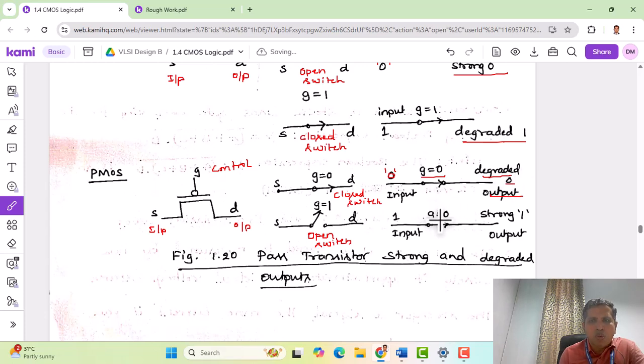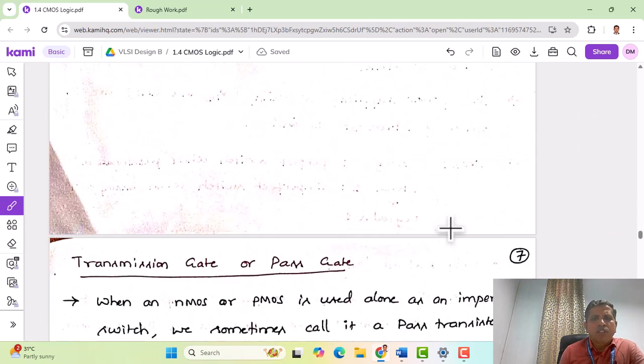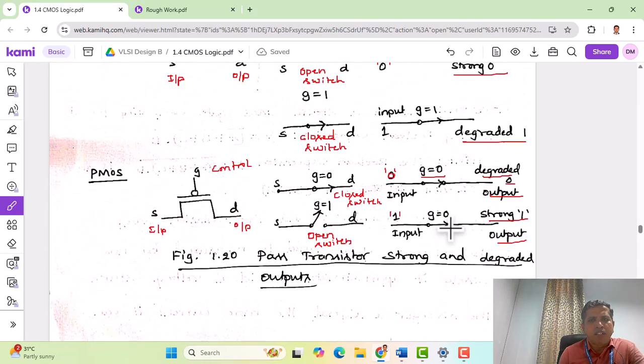For G is equal to 0 once again, when the input is changed to logic 1, now we have a strong 1. So here the PMOS degrades 0, but it transmits a strong 1. So this is the example that illustrates how NMOS and PMOS transistors work like a pass transistor. So that is the theory behind the pass transistor.